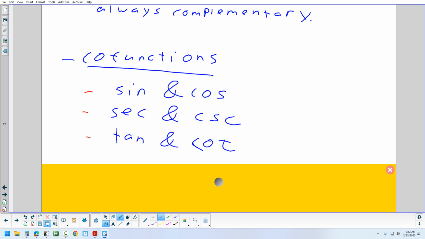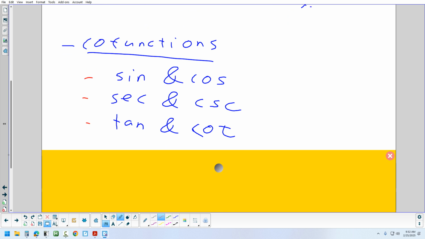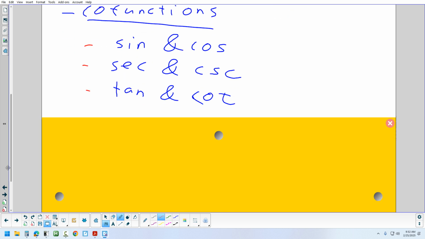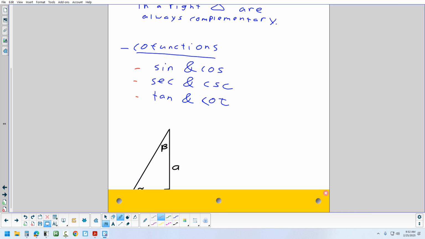Now we're going to put these two ideas together, cofunctions and complementary, and I'm going to show you something that happens. All right, so let's look at this diagram. That is how you normally draw, or how you label a generic right triangle. You label the sides as A, B, and C, and you always use Greek letters for the angles.